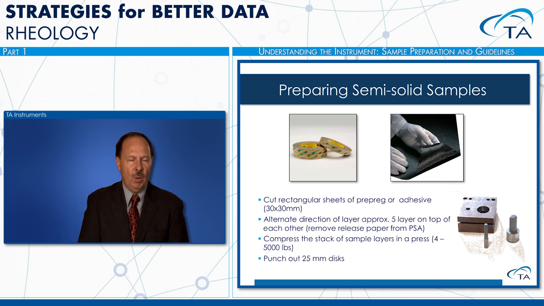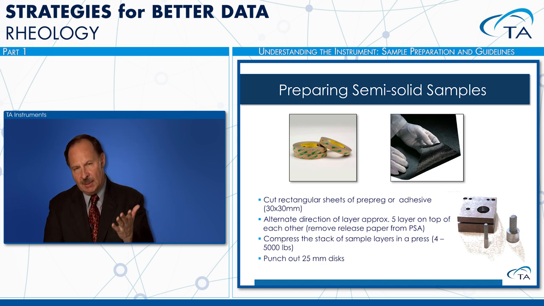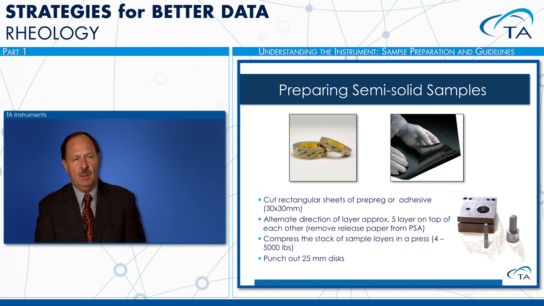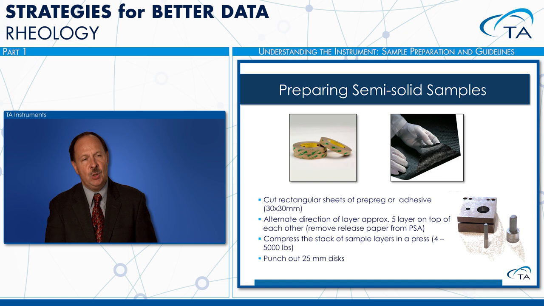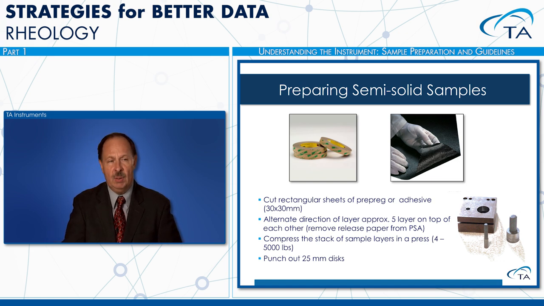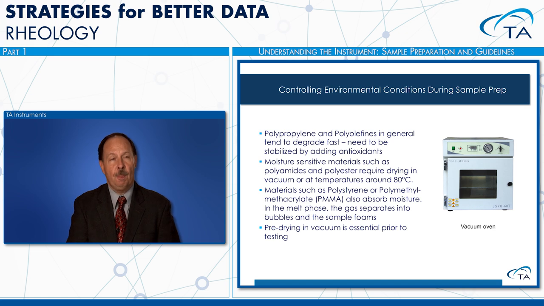So when we have semi-solid samples, as we are referring to here, a lot of times what you will do is cut out a sheet and press it down. If it has the right thickness, you can put it inside this punch press and punch out a specimen of the appropriate diameter. Okay.